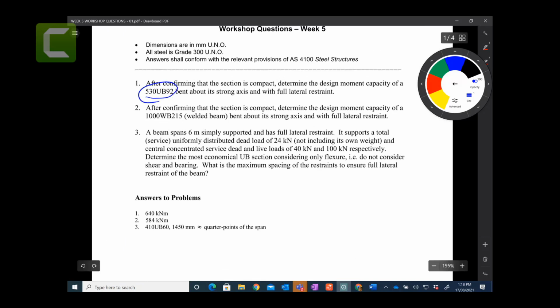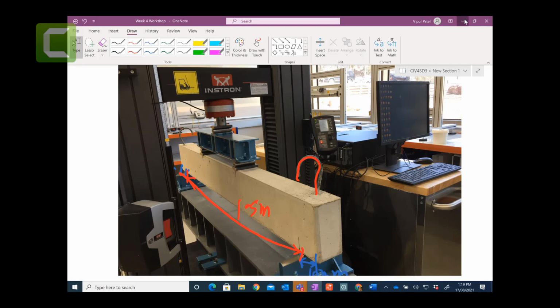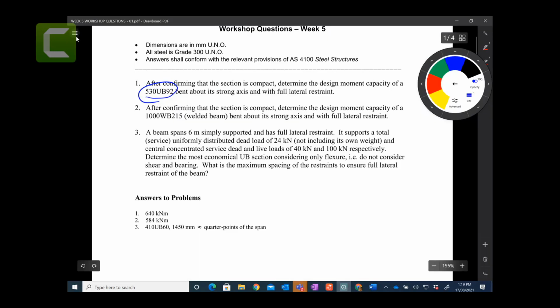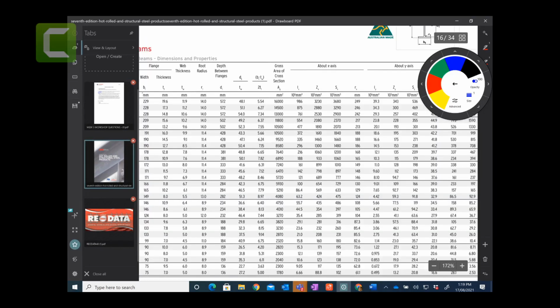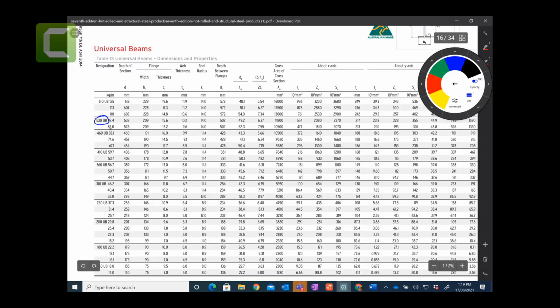530 UB 92. So for that 530 UB 92, we have 530 UB 92.4. So you have depth 532, width is 209, and thickness of the flange 15.6.